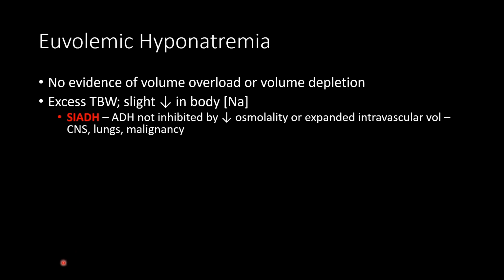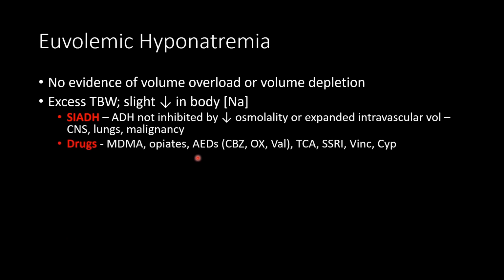What are the other causes of euvolemic hyponatremia? Drugs like MDMA, opiates, antiepileptics, mainly in pediatrics. We need to remember carbamazepine, oxcarbazepine, and valproate, and drugs like TCA, SSRI, vincristine, and cyclophosphamide. Similarly, there is a phenomenon known as NSIAD, nephrogenic syndrome of inappropriate antidiuresis. That means an X-linked gain of function mutation of AVPR2 or V2. Imagine that slide again. The ADH was acting at the V2 receptor of the collecting duct. That's how the V2 receptor was getting stimulated.